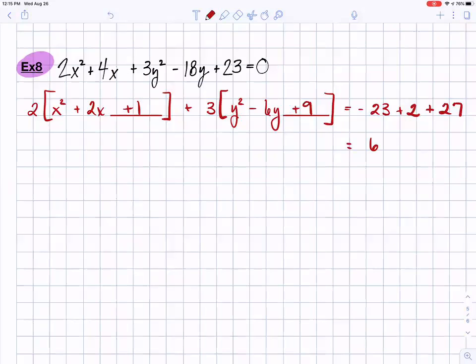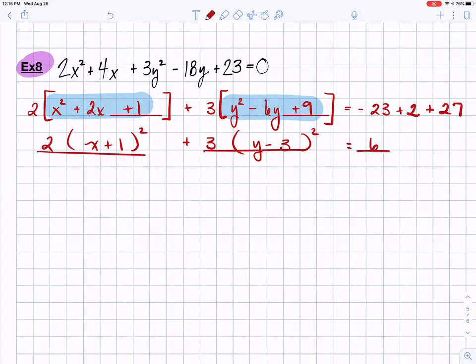What step am I on to get the left side done? Say it again. Factor, good. Yep, factor the trinomial. Okay, so I have 2 times, what's my x trinomial factored? X plus 1. Plus 3 times, what's my y trinomial factored? Y minus 3. And then what's next? Divide everything by 6. First term?